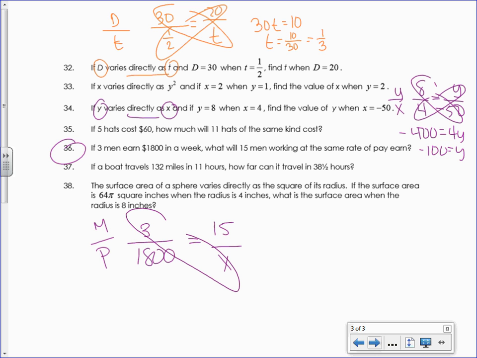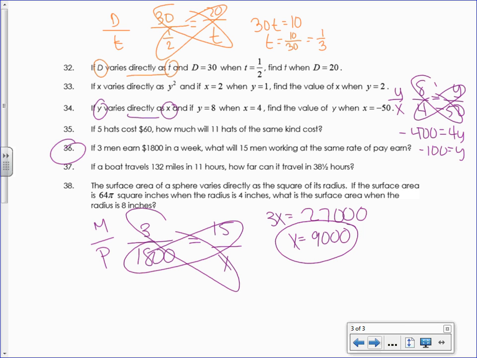Go ahead, cross multiply. 3x equals, what is 1,800 times 15? 27,000. Divide that by 3. You get 9,000. Okay, and I know this one doesn't have the word direct in it, but if you think about it, it says that they're working at the same rate. So if it's the same rate, they have the same constant, so the same k, which would mean that they were direct.